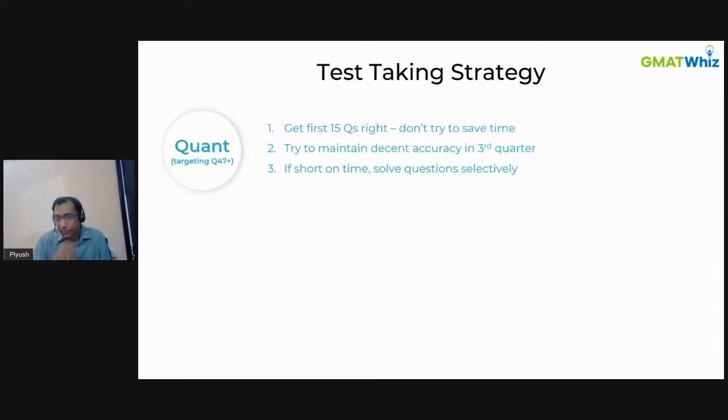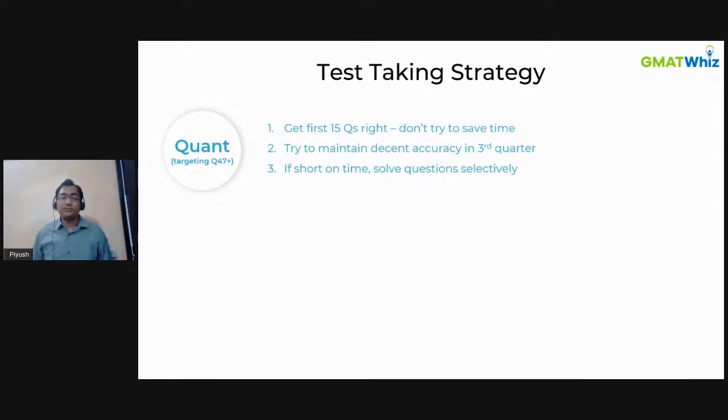Now, Nagarajan has a question. What should be the maximum time to be at the 16th question? Nagarajan, I don't have an exact answer. It depends from person to person, honestly. But given that the first 15 questions are much easier than the last 15 or 16, I would say you should be somewhere at the halfway mark in terms of timing as well. So you should have at least around 30 to 34 minutes on the clock left, but it depends on the individual.